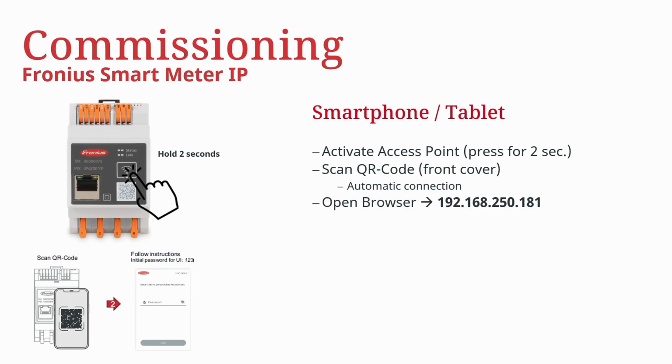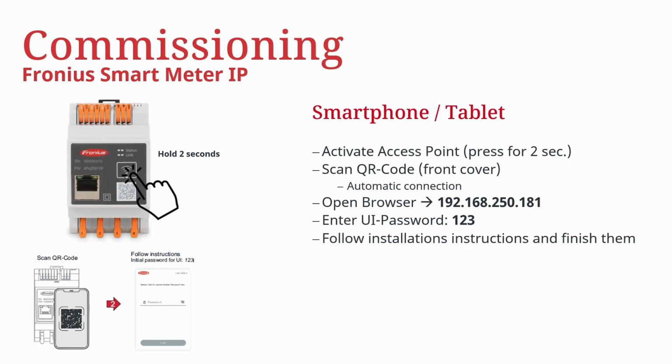Then you need to open the browser on your mobile device and type in the already well-known IP address, 192.168.250.181. Enter the web UI password 1, 2, 3. After you have completed these two steps, follow the installation instructions and, of course, finish them. Then the last step is the part on the inverter.